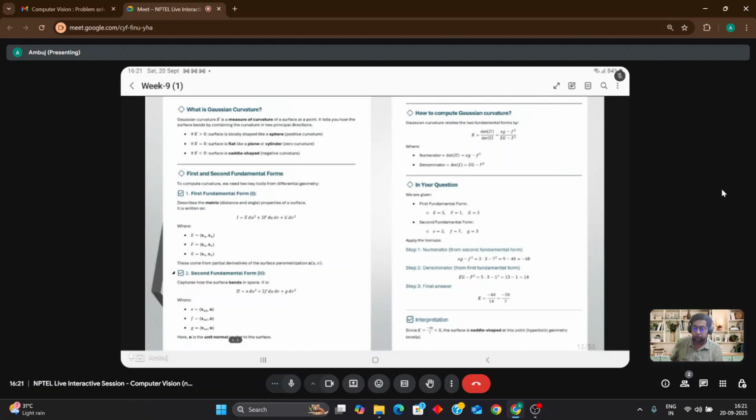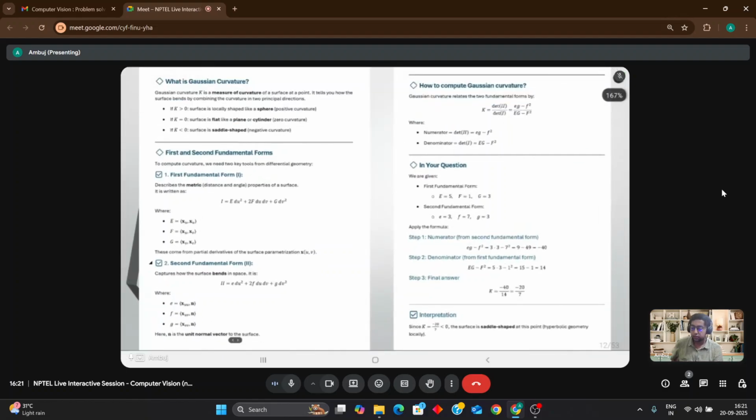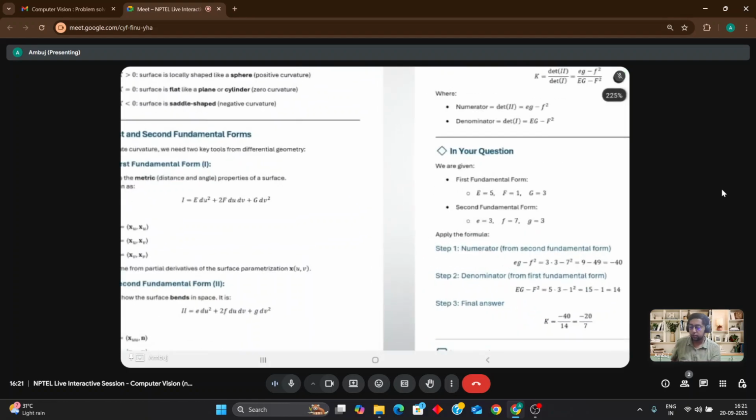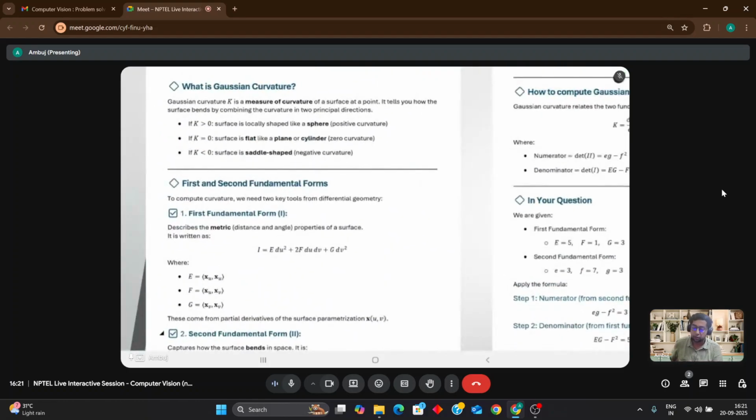Now you try to see what is Gaussian curvature. Gaussian curvature K is a measure of curvature of a surface at a point. It tells you how the surface bends by combining the curvature in two principal directions. If capital K is greater than 0, then the surface is locally shaped like a sphere, positive curvature. If K is equal to 0, the surface is flat like a plane or cylinder, zero curvature. If K is less than 0, then the surface is saddle shaped, negative curvature.